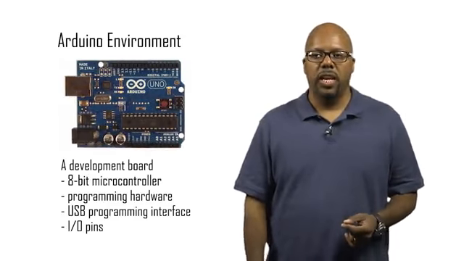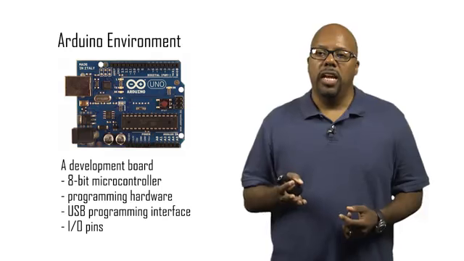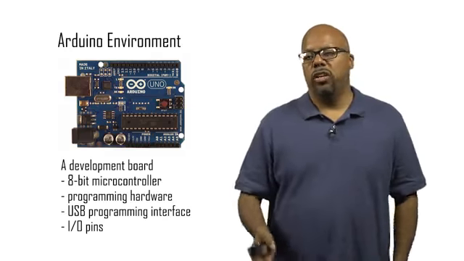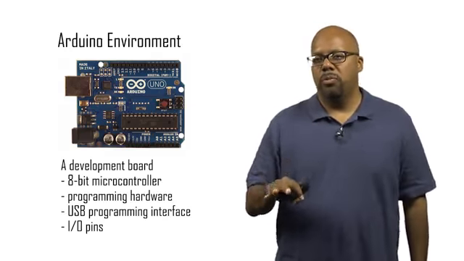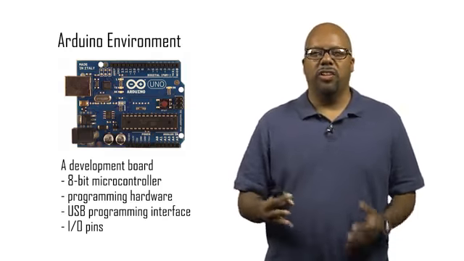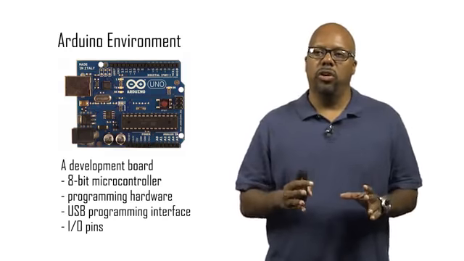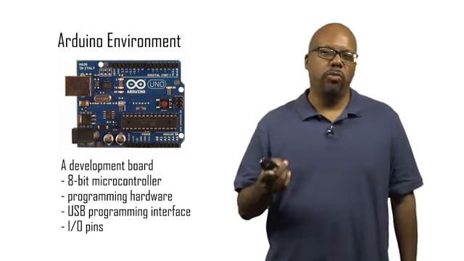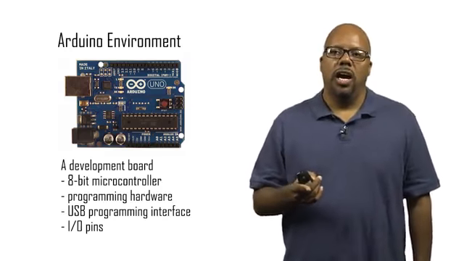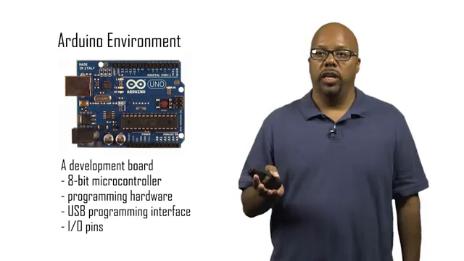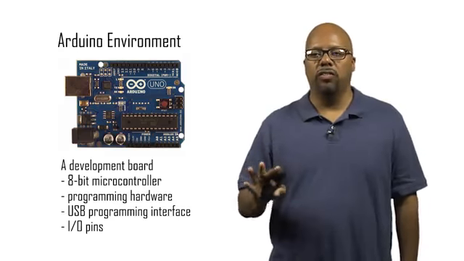The Arduino environment starts off with the Arduino development board itself. It looks like this. The development board has an 8-bit microcontroller, and when you get your development board, it might look different than this. They all look slightly different, but this is an Arduino Uno, and this is the one that you should be getting. If you get a new one, it should be version 3. This one might be a little bit older, but they all look very similar.